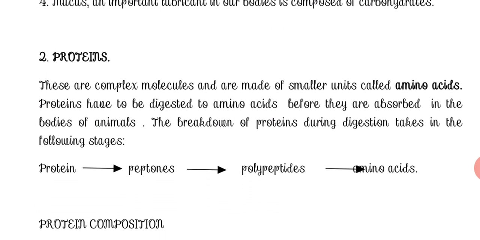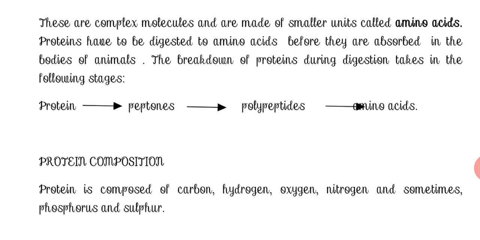From carbohydrates, we move now to proteins. These are complex molecules and are made up of smaller units called amino acids. Just as we discussed carbohydrates, when carbohydrate is broken down, it is broken down to the simplest form, that is what? The glucose. In the case of protein, it's broken down to give amino acids. Proteins have to be digested to amino acids before they are absorbed in the bodies of animals.